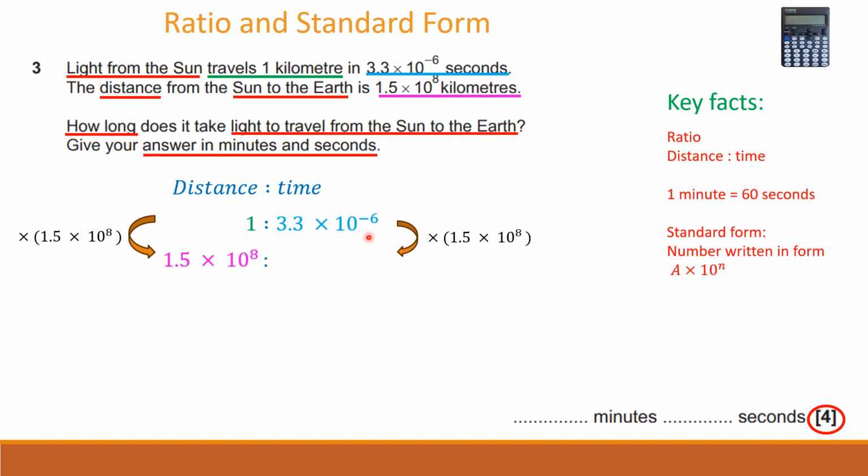So get your calculator ready. Pause if you need to go off and get your calculator. You're going to type in 3.3. You can press the times 10 button and then put in the minus 6, or you can literally type in times 10 and then put the power button minus 6, whichever way you prefer. Then you're going to multiply it by this number, 1.5, then type in times 10 and then put the power button 8, or you could use the times 10 button, whichever you prefer. Some calculators have EXP, which means times 10. So just make sure you know what your calculator allows you to do.